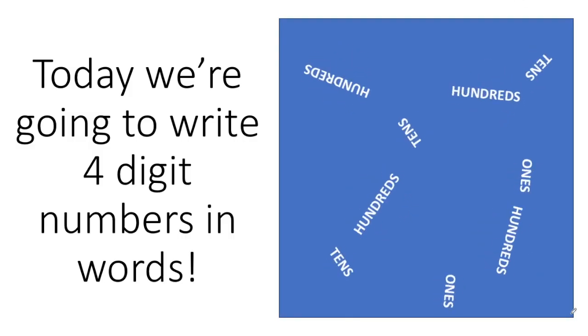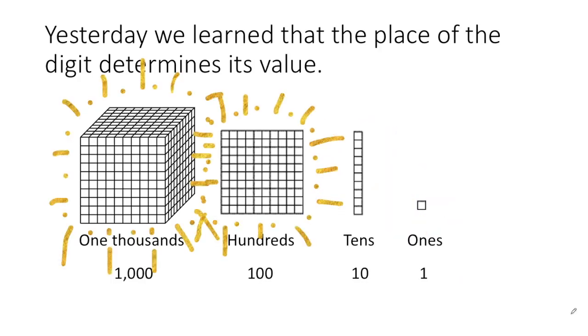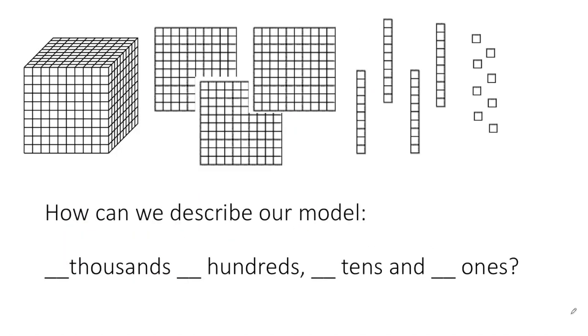Today, we're going to write 4-digit numbers in words. Yesterday, we learned that the place of the digit determines its value, and we connected how the number is written with those digits to these place value blocks. Let's take a minute to review.